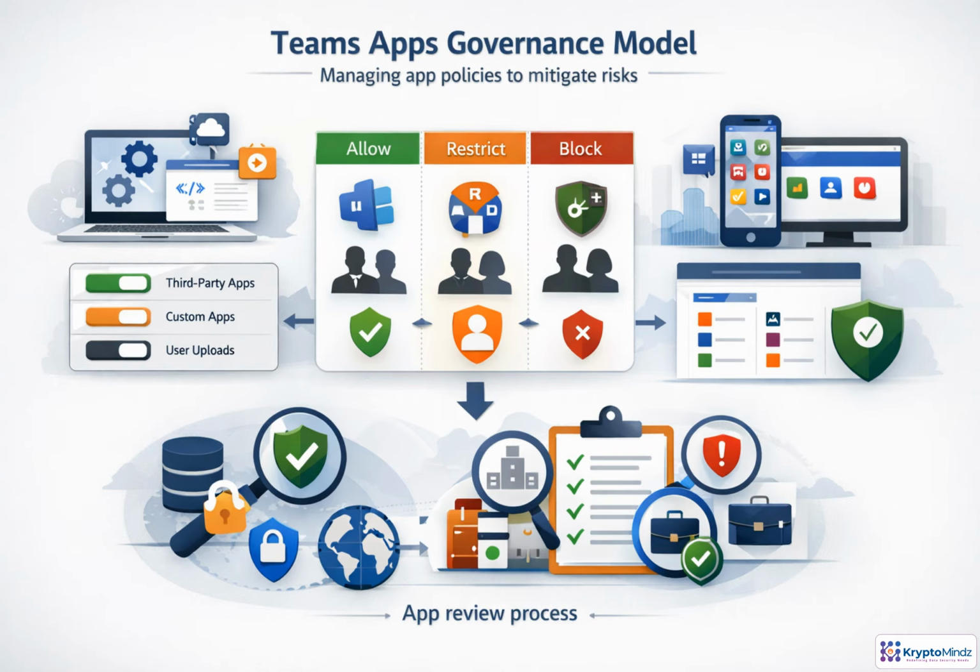Teams apps bring work directly into collaboration spaces, but each app also expands the trust boundary. Governance starts with broad defaults. Decide whether third-party apps, custom apps, and user uploads are allowed at all. Then use permission policies to make finer decisions by audience, allowing, restricting, or blocking apps for specific groups. Setup policies shape the user experience, such as which apps are installed or pinned for specific roles. Before approval, review publisher trust, requested permissions, data handling, compliance needs, and business value. The goal is enablement with controlled risk.